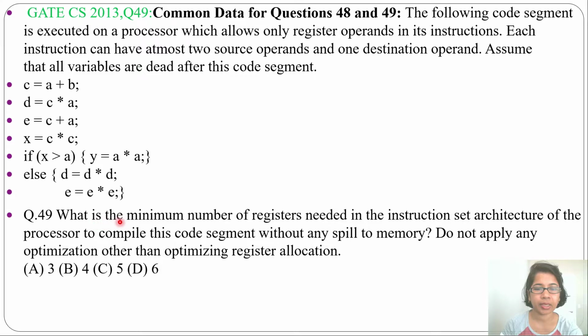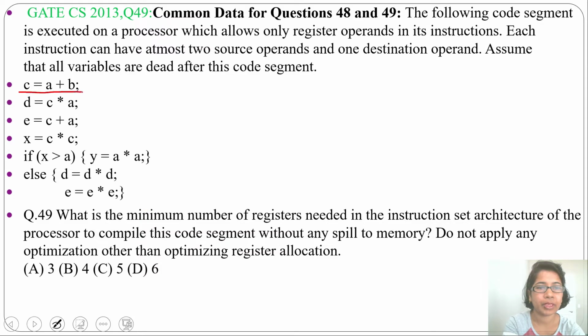Question number 49. What is the minimum number of registers needed in the instruction set architecture of the processor to compile this code segment without any spill to memory? Do not apply any optimization other than optimizing register allocation. We will not apply any optimization and any spill, and it is asking how many registers are required for writing machine code for this code segment. Let me write code for this.